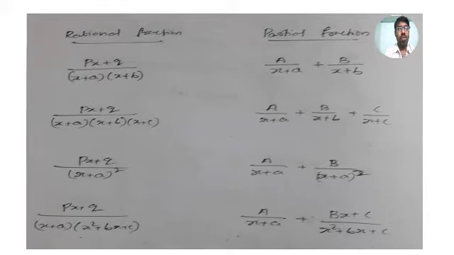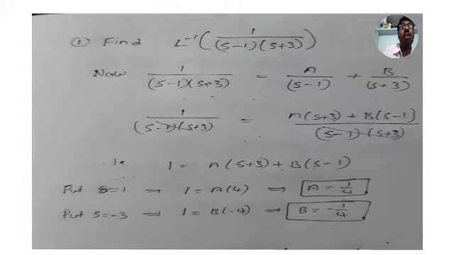So in the previous slide, we learned how rational fractions can be converted into partial fractions. Now, by using these partial fractions, we find inverse Laplace transforms. Let us go for the first problem. So what is the first problem? Find L inverse of 1 by (s minus 1) into (s plus 3).